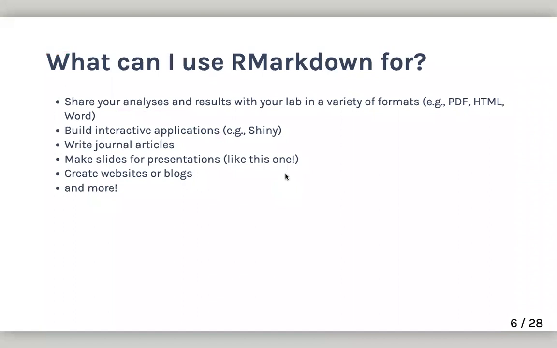So some examples of how you can use RMarkdown is that you can share your analysis and results with your lab in a variety of formats. You can use HTML, PDF, Word, so you can export it in many different ways. You can build interactive applications like Shiny apps through RMarkdown, which is very helpful, and hopefully you get to explore in the future. You can write journal articles.